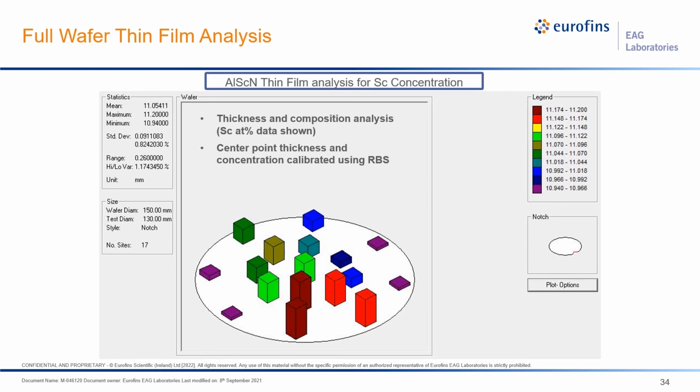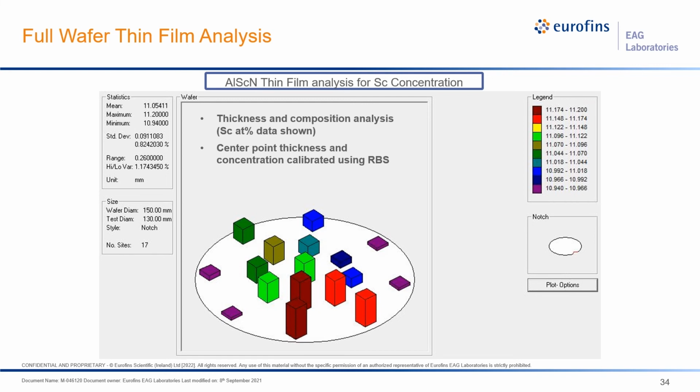With an instrument that can accommodate large samples, we can employ WD-XRF to the analysis of thin films on full wafers. In this first example, we're measuring the scandium concentration in aluminum scandium nitride thin films on 6-inch wafers. For this analysis, we obtained thickness and scandium concentrations from the centers of 4 wafers using Rutherford backscattering, RBS, and created a calibration curve to measure the rest of the points on the wafers.